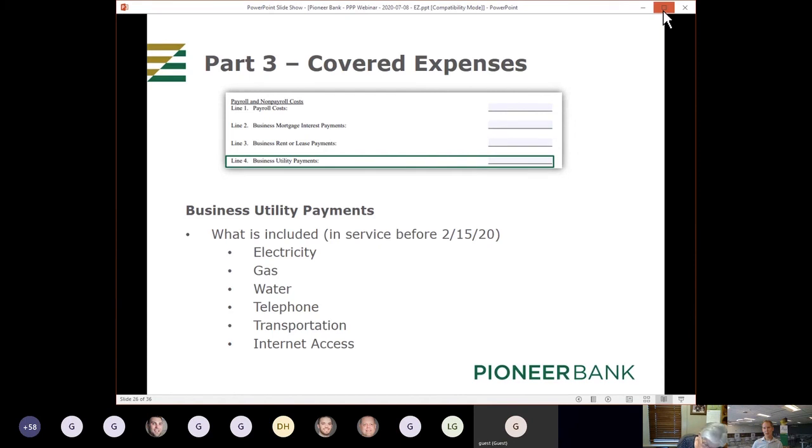And things that you can include are how much you spent on electricity, gas, water, telephone, which includes cell phone, transportation, and internet access. Now, most of those are pretty self-explanatory. The one that gets the most questions is transportation, and they really don't give a whole lot of a good definition for it. But of the seminars that I've listened to, a lot of that focuses on those direct expenses for operating your business. So a lot of things about fuel and stuff like that.